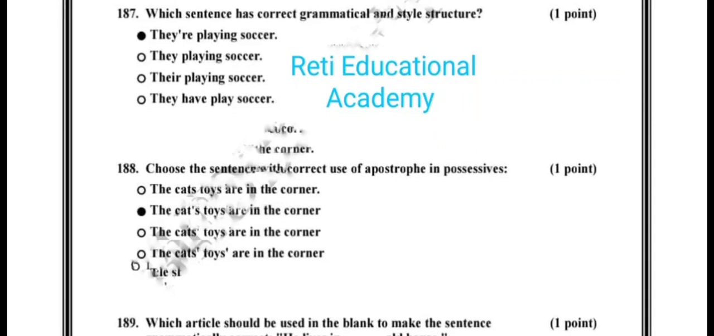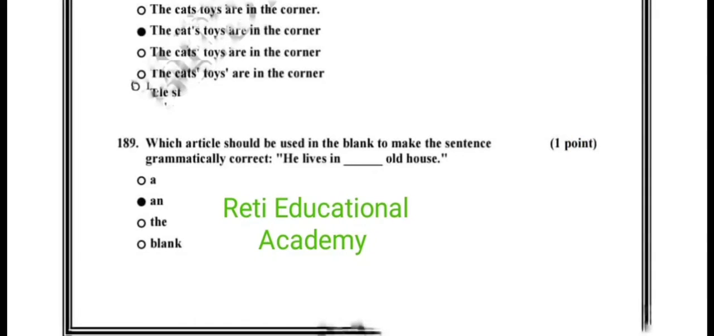Question number 188. Choose a sentence with the correct use of apostrophe in possessives. And the correct option is the cat's toys are in the corner. Question number 189. Which article should be used in the blank to make the sentence grammatically correct? He lives in dash old house. And the correct option is he lives in an old house.